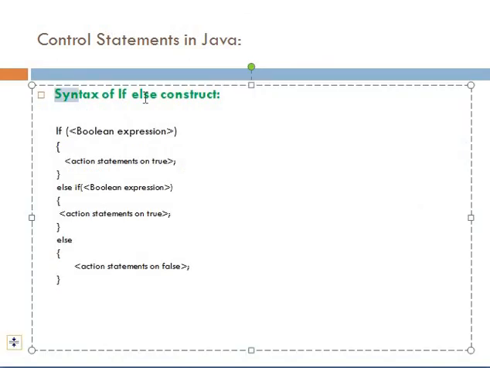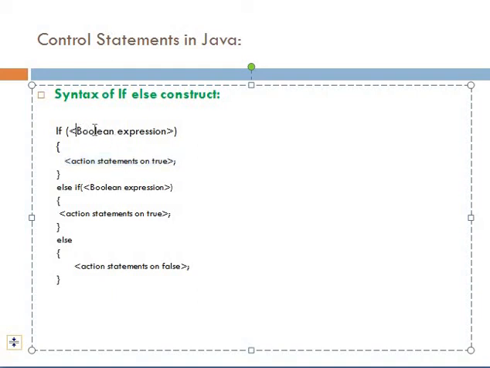Now look at the syntax of the if-else construct. So here is the syntax of the if-else construct. It starts with the if keyword, followed by the boolean expression within bracket. This boolean expression is the test condition. If this test condition inside the if clause holds true, then the set of action statements within the body of this if clause shall get executed.